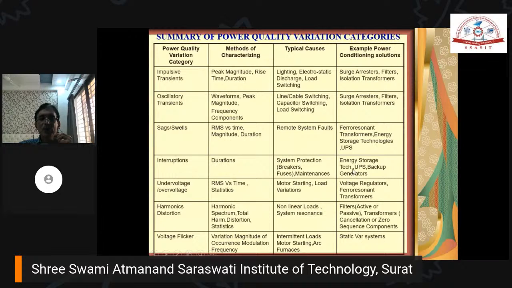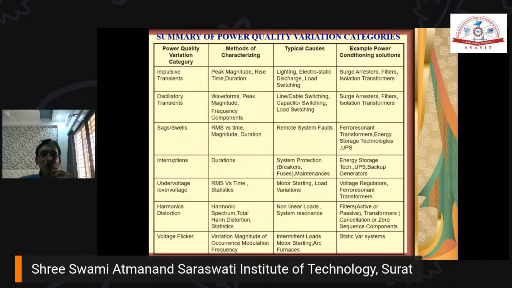Then for interruptions, energy storage technology, UPS, and backup generators. For under and over voltage, voltage regulators. Ferroresonant transformers can also be used. Ferroresonant transformers are also called constant voltage transformers. This is not the CVT that is a capacitive voltage transformer, but we can call it a constant voltage transformer. And for harmonic distortions, we can use filters. Nowadays, we are using active filters. Then for voltage flicker, we can use static VAR systems, SVS or SVC. So these are the various power quality issues along with power conditioning solutions.